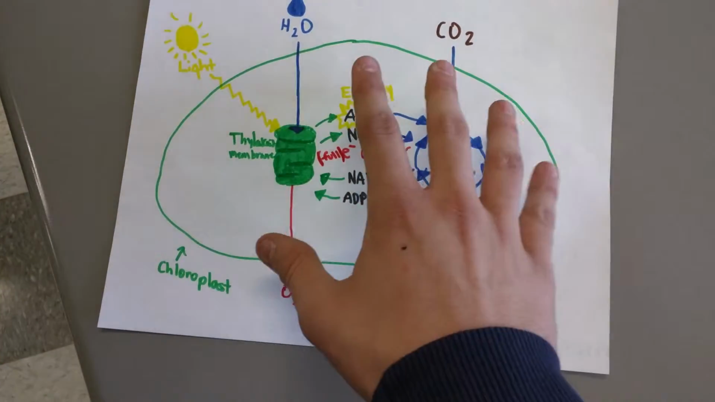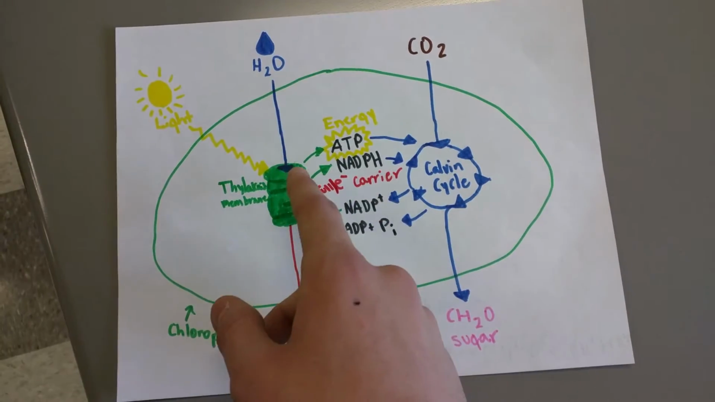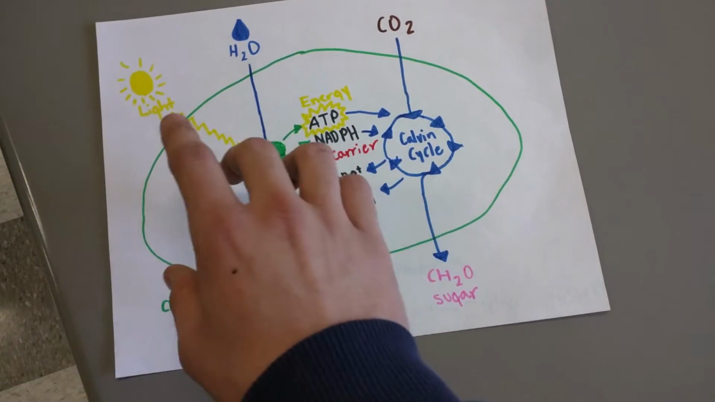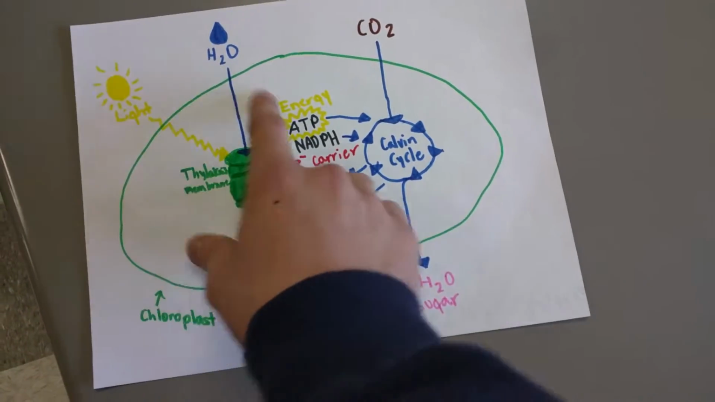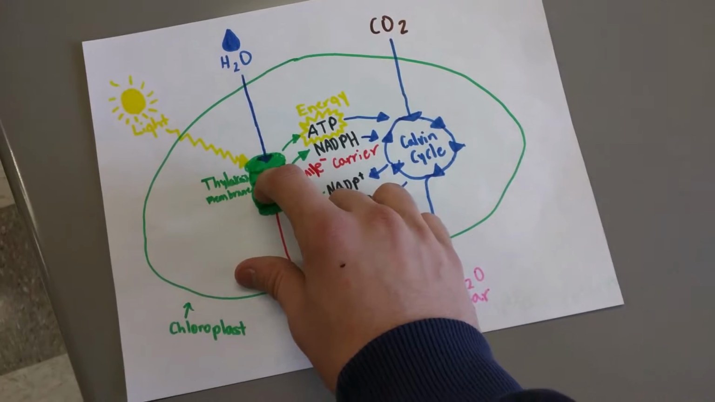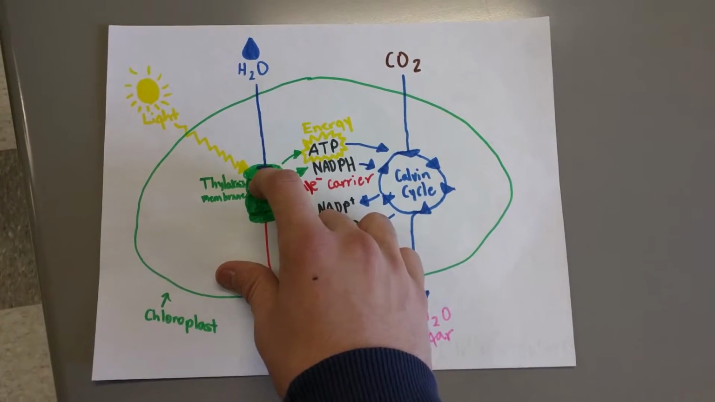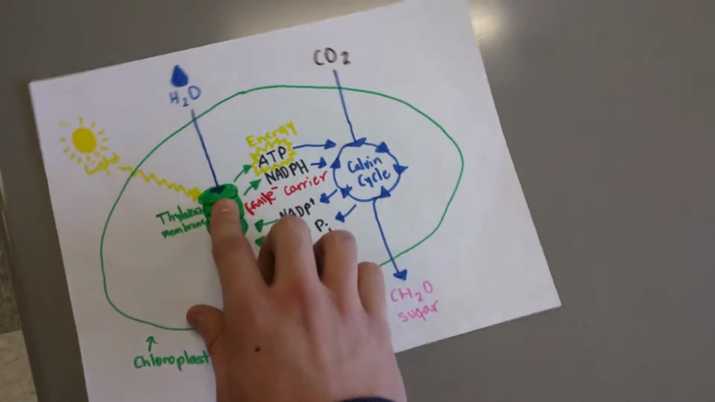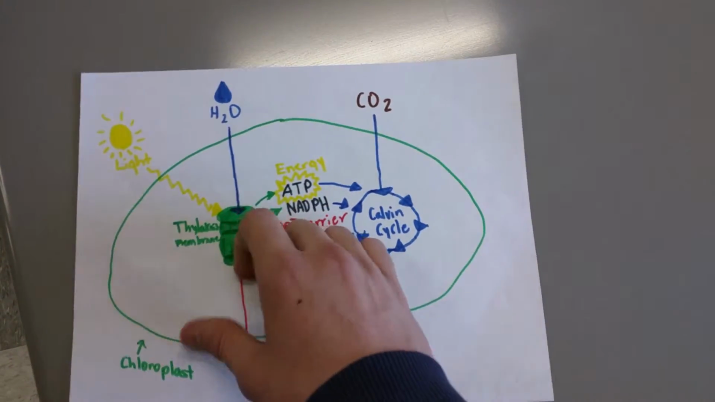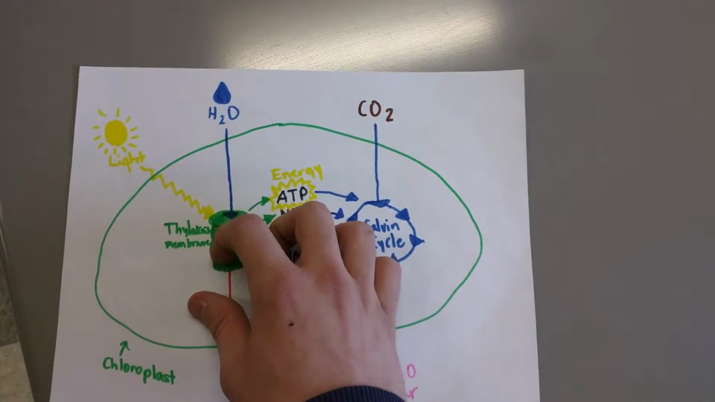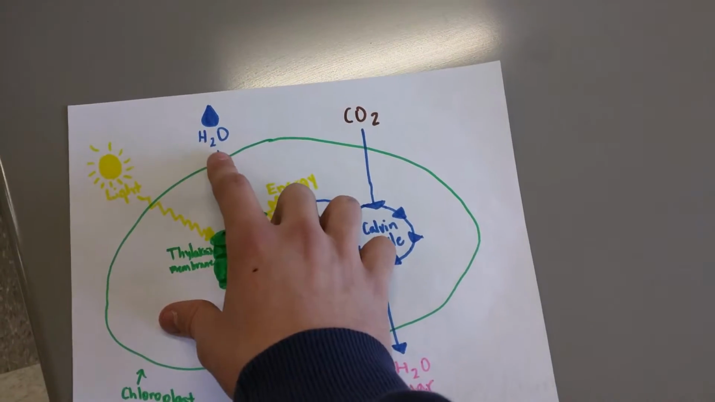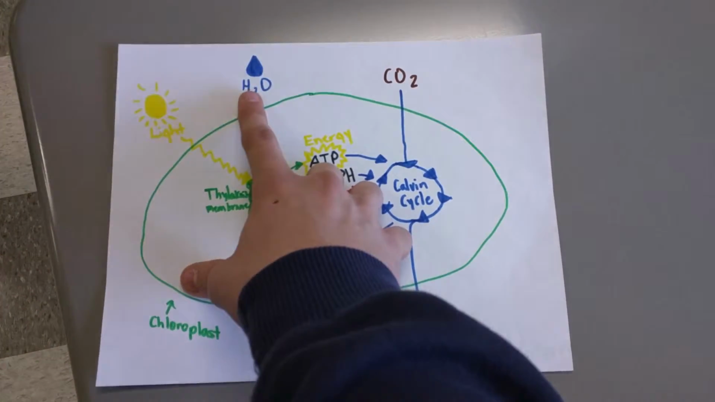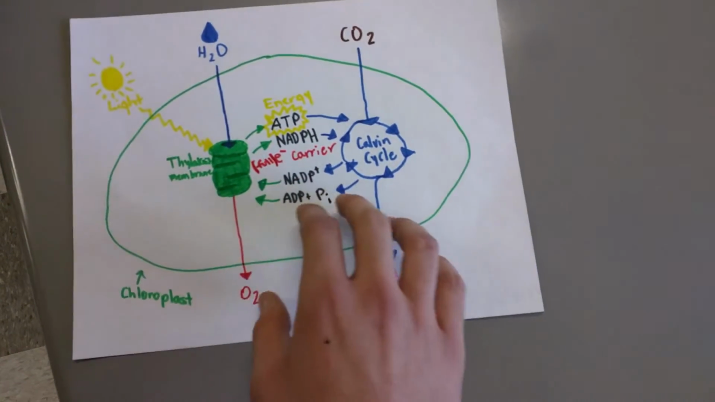The first part of photosynthesis is the photo part, which happens in the thylakoid membrane. The light and water go into the membrane, and they enter a process called the light reaction. And the water goes in. It gets split apart inside the thylakoid membrane, and the oxygen is released because it doesn't need to be used, while the hydrogen ion is still floating inside.